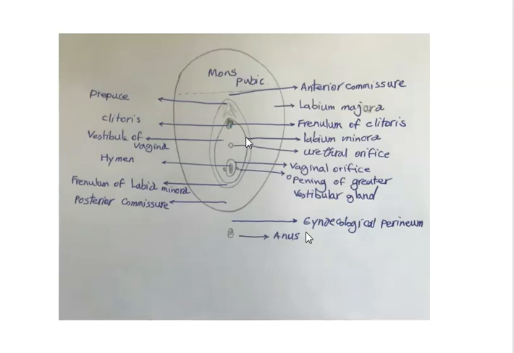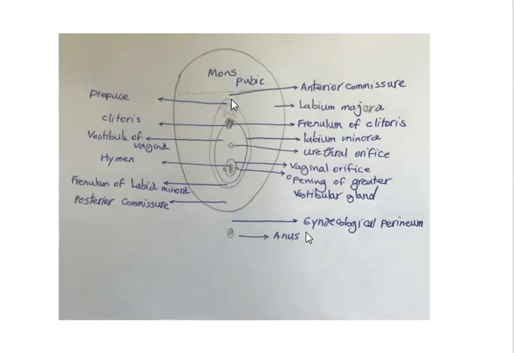Labia majora. These are two thick folds of skin enclosing fat. They form the lateral boundaries of the pudendal cleft. This part is the pudendal cleft. And as you can see here, the large anterior ends of the labia majora connect to each other below the mons pubis to form the anterior commissure.